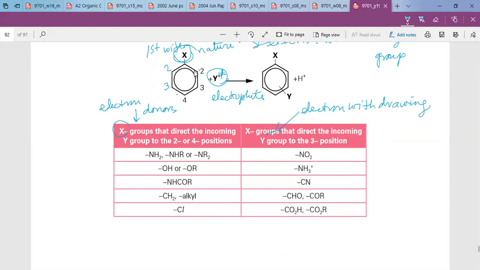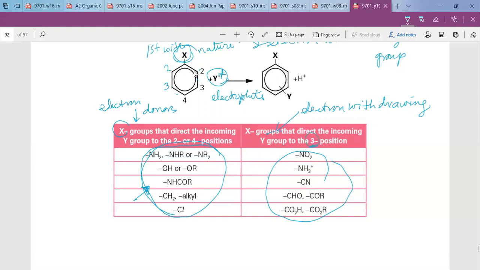So now these are all electron donors. I'll explain later why. They give it to you in exams, it means you don't have to remember, but it's good to know. All these are electron withdrawing groups. All the electron withdrawing groups will direct you to the third position.